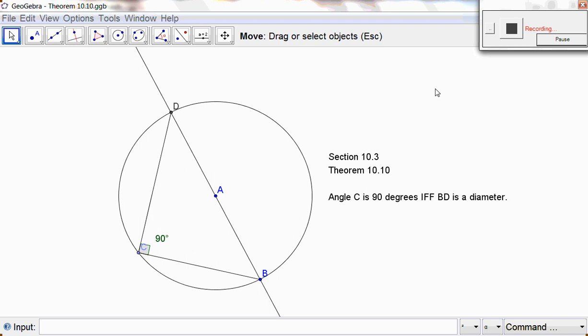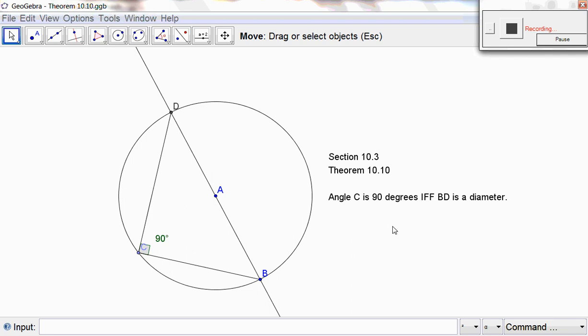Okay, here we go. 10.10. All right. This one's, yes it is, colorful. Here's what it says. It says angle C, which is this one I have down here, is 90 degrees, or a right angle, if and only if, that's what the IFF stands for, D to B is a diameter. And this makes complete sense because this is just the same thing as the very first theorem, which says that the inscribed angle, which would be 90 degrees, is half the arc. And if the arc is the diameter, then it has to be 180 degrees. So therefore, you know angle C is 90 degrees.